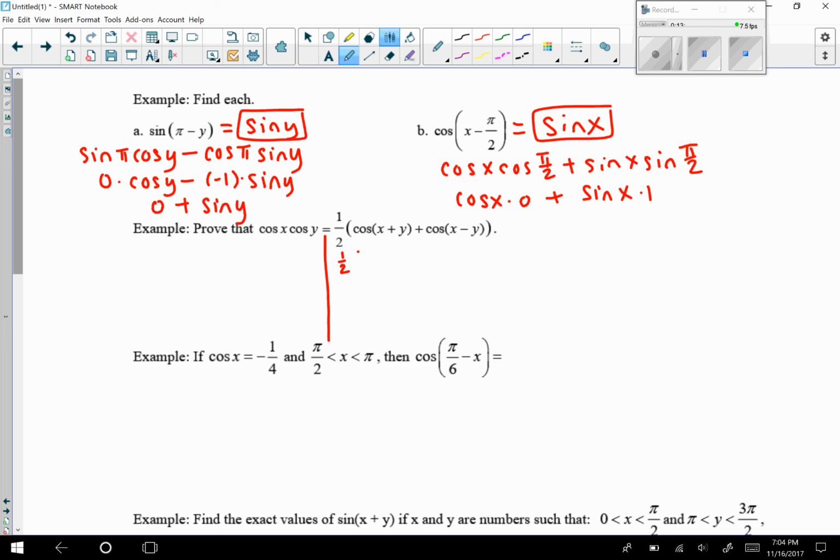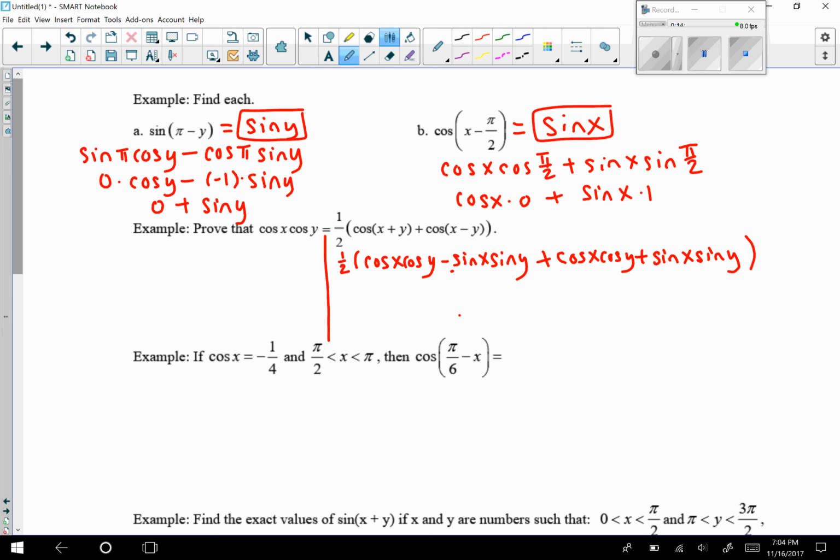So we have 1/2, and I'm going to use my cosine addition and subtraction identity. So cosine x, cosine y minus sine x sine y, so that's for the cosine addition identity. Now I have plus, and now I'm going to do the subtraction identity. So this would be the cosine x cosine y minus, becomes a plus here because it's the subtraction identity, so sine x sine y. So notice that we have some like terms.